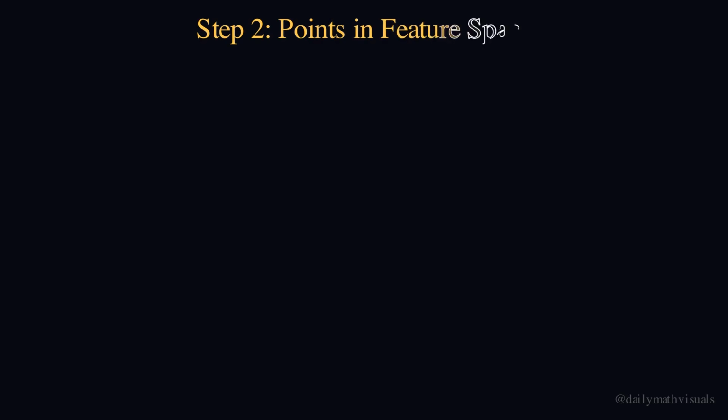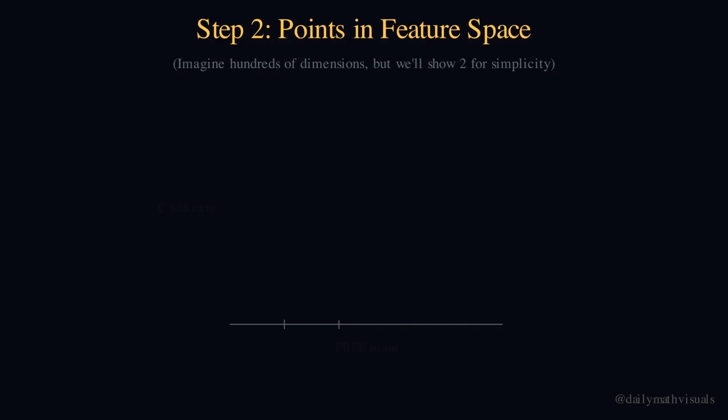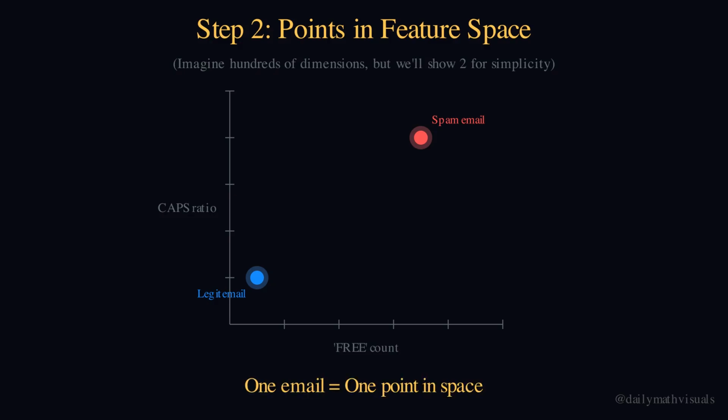Step 2. Each email becomes a point in high-dimensional space. Let's simplify it to 2 dimensions. The x-axis is how many times free appears. The y-axis is the ratio of capital letters. A spam email with lots of free and capital letters lands here, in the top right. A legitimate email with normal language lands here, in the bottom left. 1 email equals 1 point. This is the key insight.